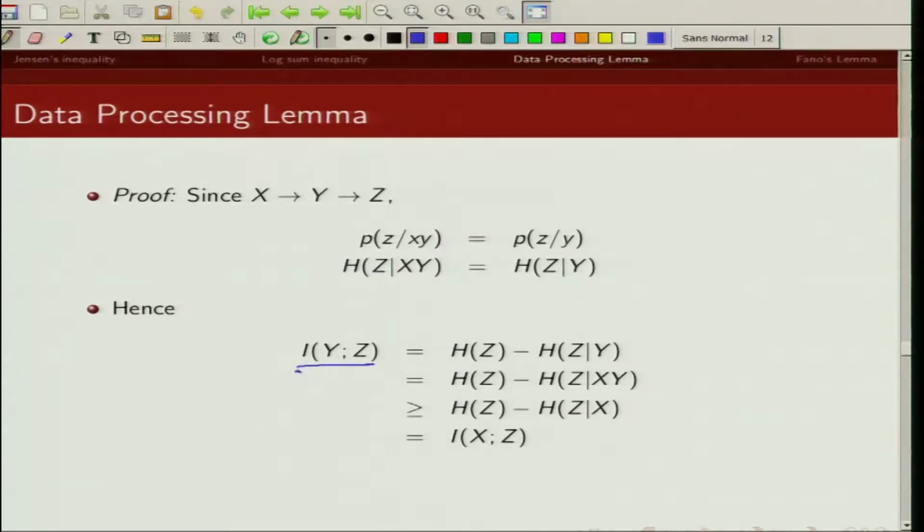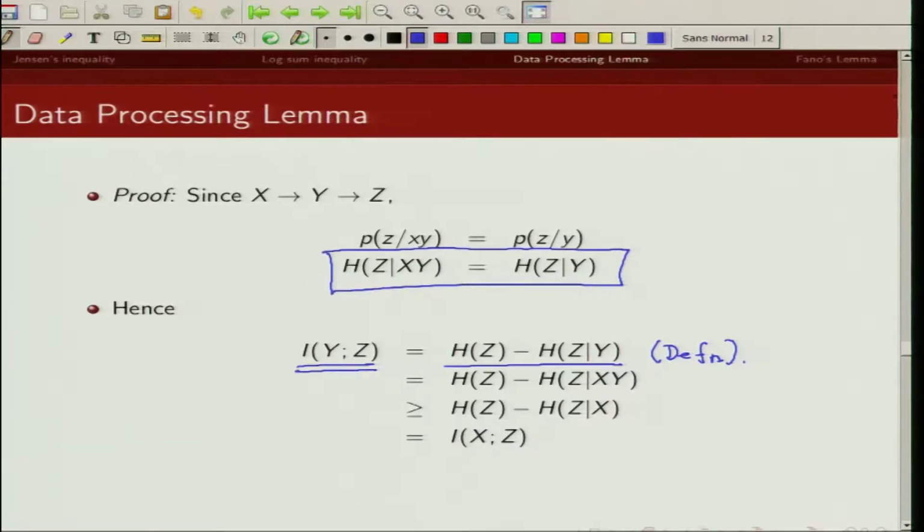So, let us write down the mutual information between y and z. Now, following the definition of mutual information, I can write mutual information as h of z minus h of z given y. Now, I know h of z given y is the same as h of z given x and y. So, I replace this h of z given y by this uncertainty in z given x, y. So, this line follows from the Markov process.